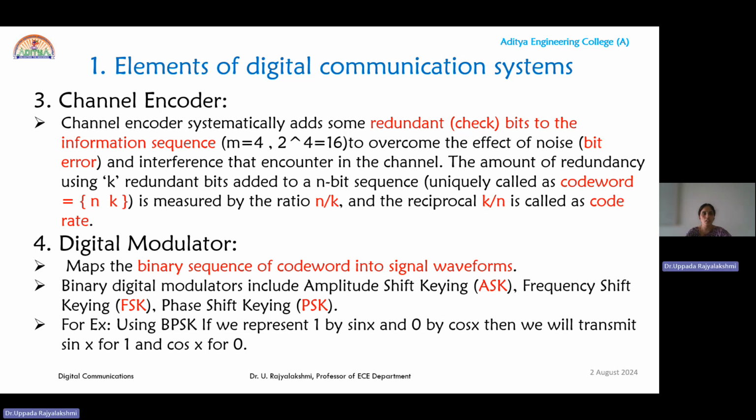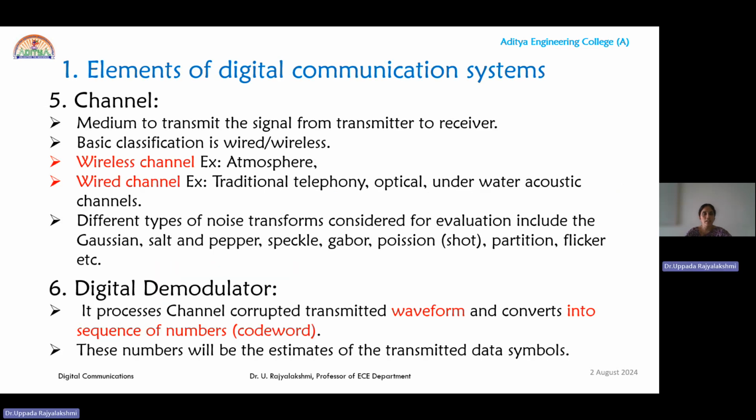Coming to the digital modulator, the output of the channel encoder is a group of code words that will be applied to the digital modulator. This converts it into signal waveforms. Now, finally, the modulated signals, that may be amplitude, frequency, or phase modulated signals, are sent via the channel. Here, the best example for a wireless channel is the atmosphere. And wired channels can be traditional telephony, optical fibers, or underwater acoustic channels. These are all examples of wired channels.